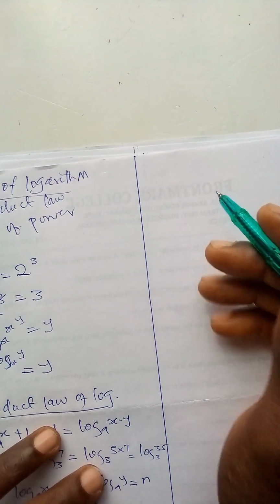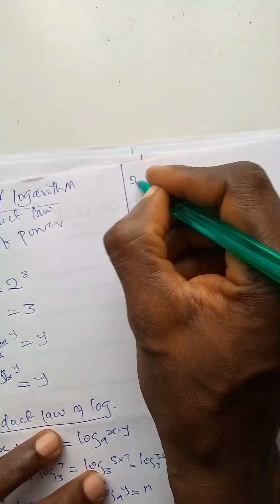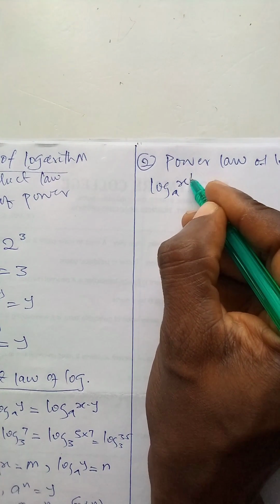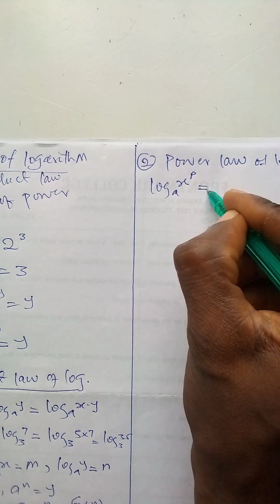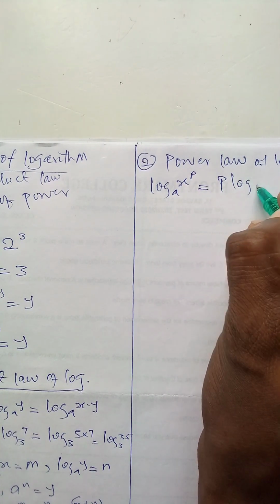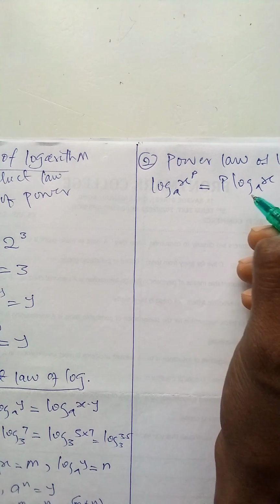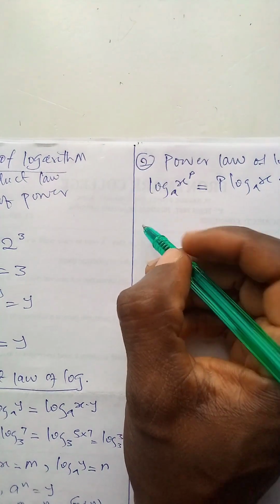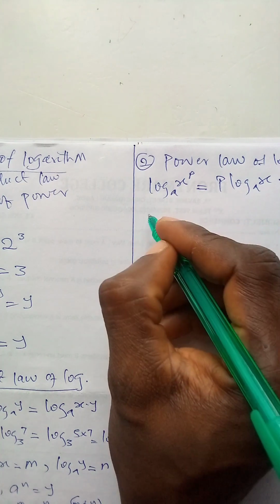The next one is the power law. Now, if I have log to base a of x raised to power p, it is equal to p log to base a of x. I can prove this law using the addition law. Now, let us first of all give an example.